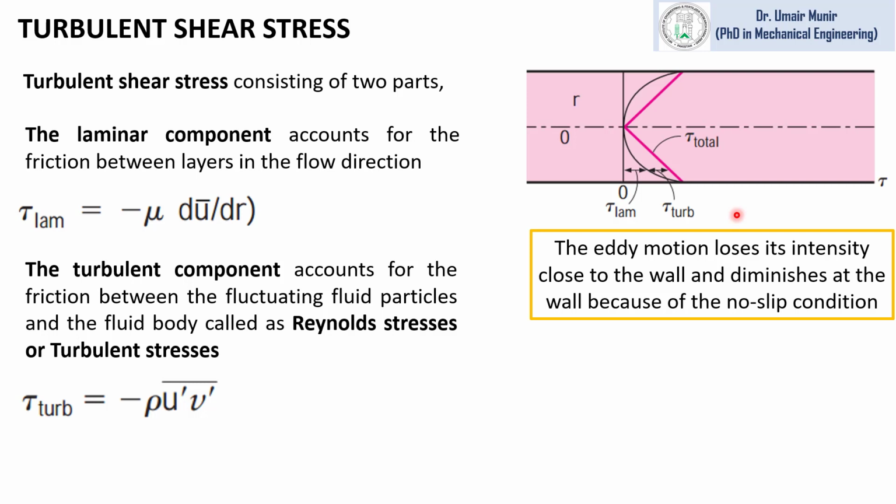They are diminished at the wall because of the no-slip condition. But as we move away from the wall, the laminar component of the shear stress decreases, but the turbulent component of shear stress increases. This is because of the swirling motion or the eddy motion of the fluid particles. So total shear stress can be found by adding the laminar component and the turbulent component of shear stress. Next we will add these two components to find the total shear stress in turbulent flow.